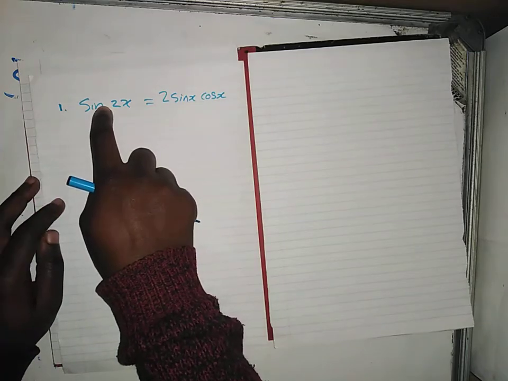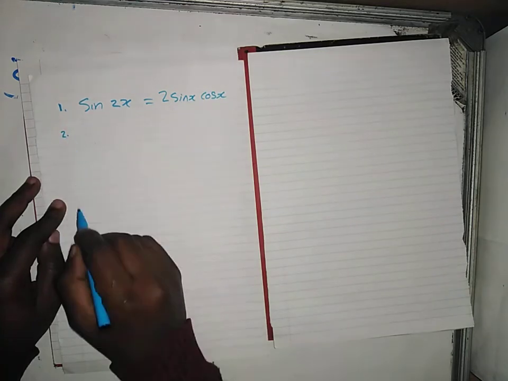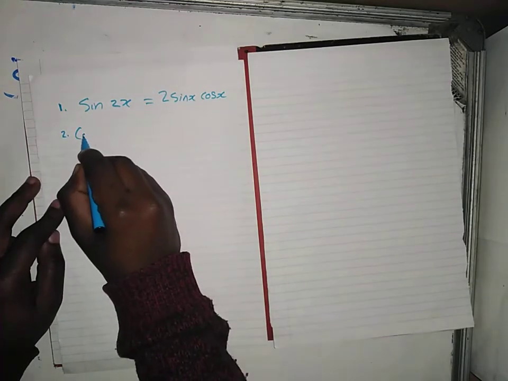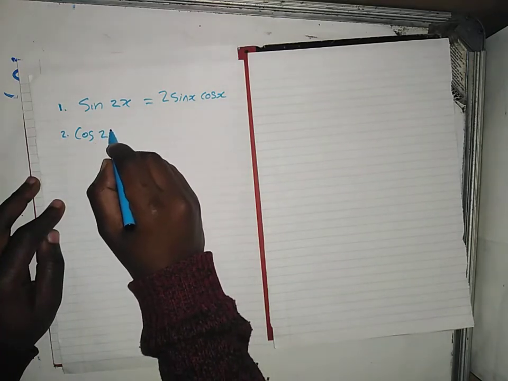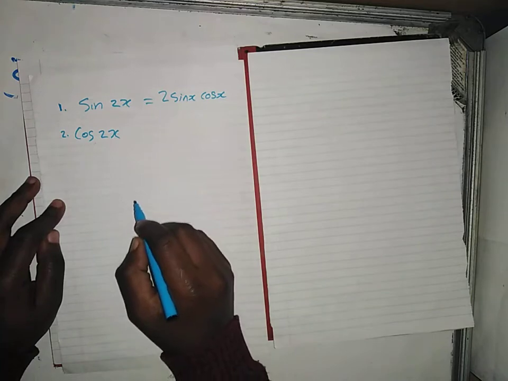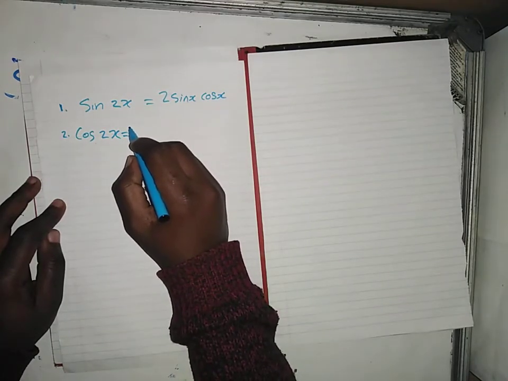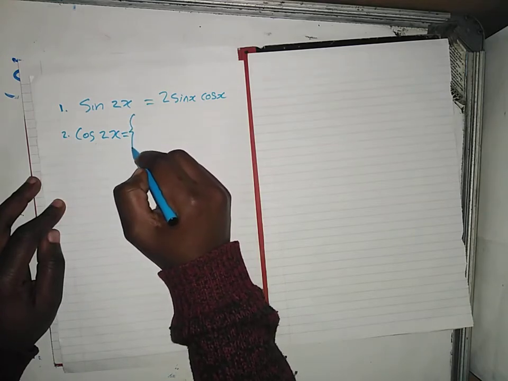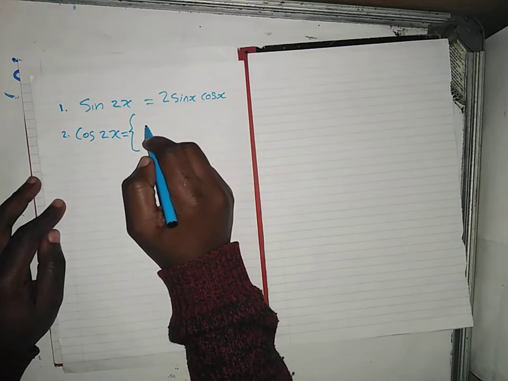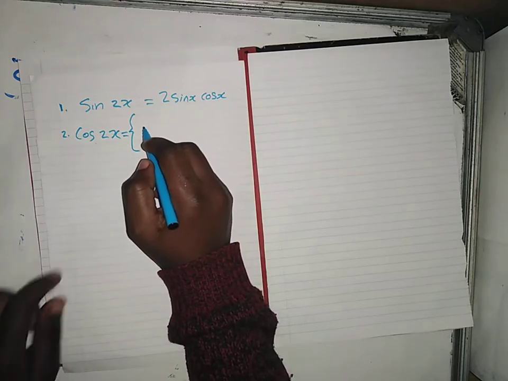There's the second one, the one of cos. If you've got cos 2x, there are three formulas that you can use. You will see which one is appropriate at a particular point in time. I will write three of them so that you can use whichever you want, but you must know all of them because I wouldn't know which one you will need at that time.